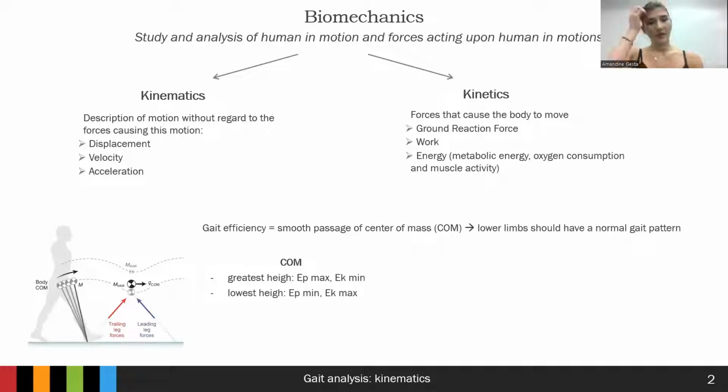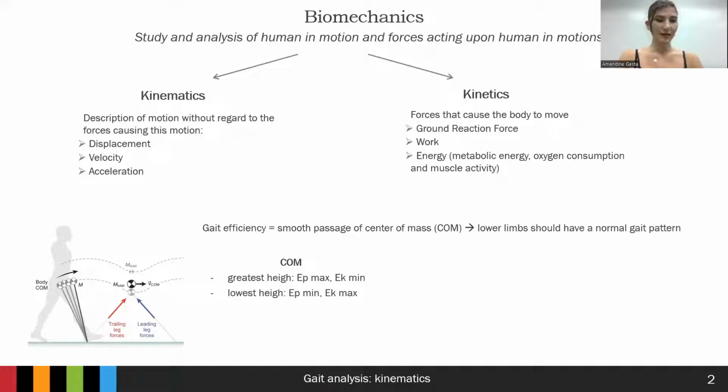So here is a little explanation about how everything is linked. To have an efficient gait, you need to have a smooth passage of the center of mass. And to have so, you need the lower limbs to follow a normal gait pattern.